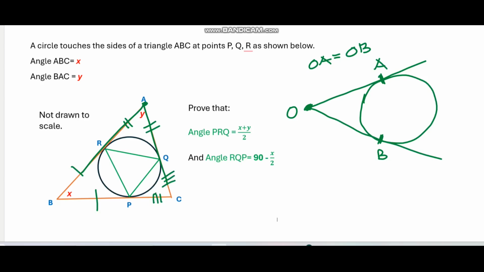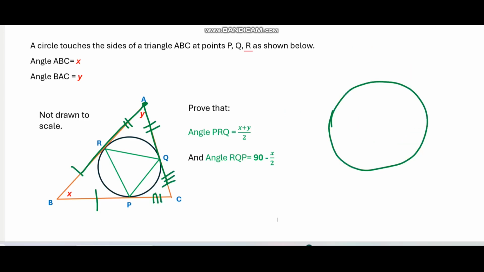And the second one is called the alternate segment theorem. That is, when you have a circle and a tangent, and then you have a chord here like that, and let's say you make a triangle, the angle on this side of the chord is equal to the angle on the alternate segment. Okay, now we are going to make use of that also.